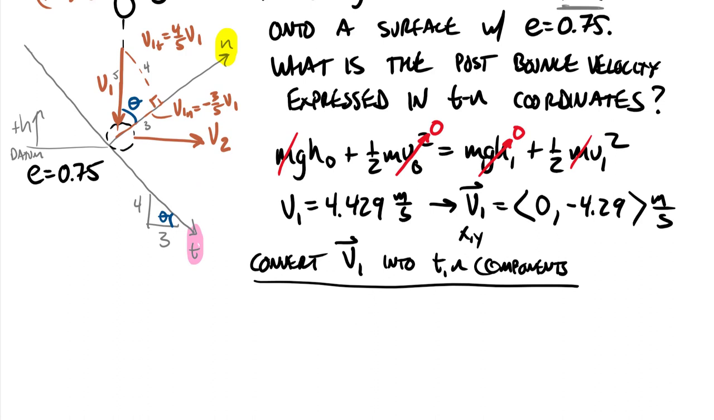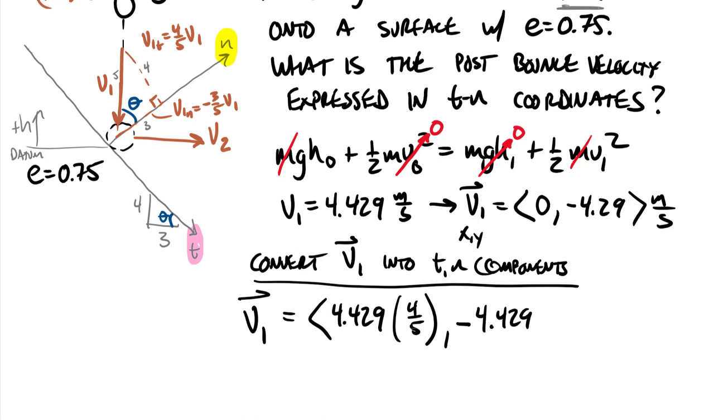And so we have that V1 as a vector. I'm going to go with my T and N. So my value was 4.429 for V1. So that times 4/5 for my T component. And then my N component, we have a negative 4.429 times 3/5. Once again, could use sines and cosines. In this case, if you're using that same angle theta, the 3/5 would be the cosine, the 4/5 would be the sine.